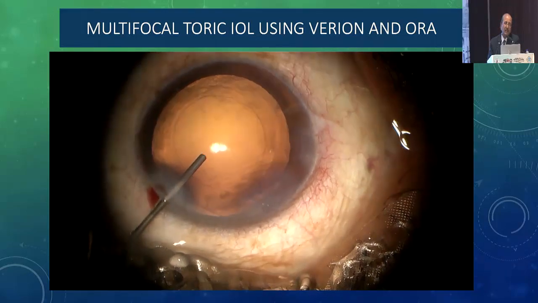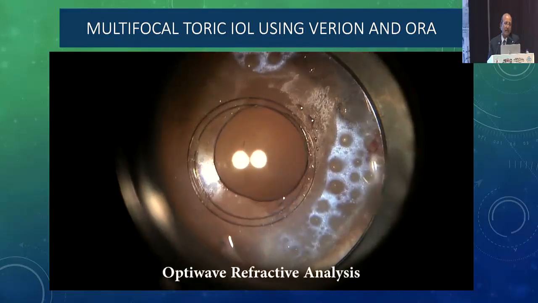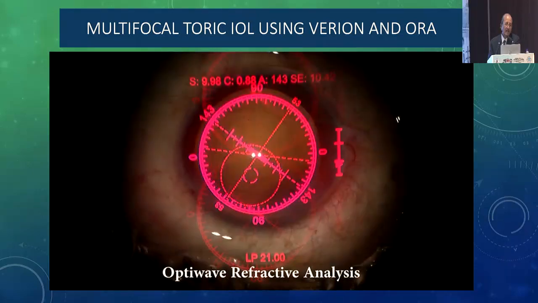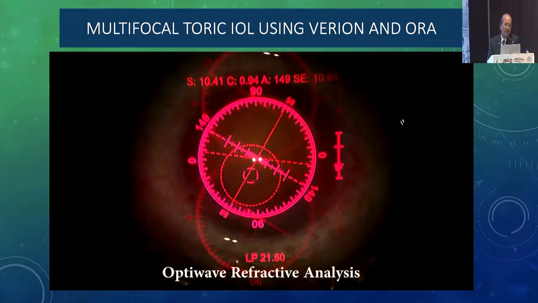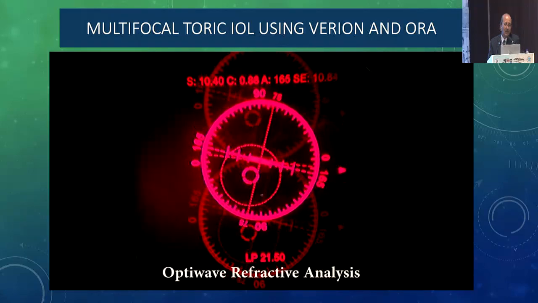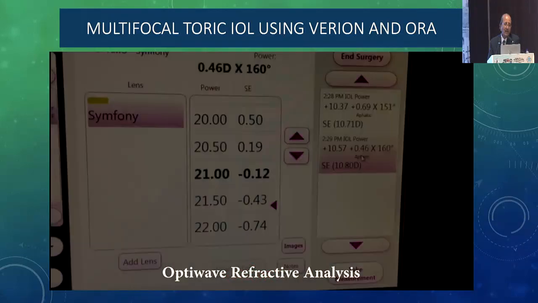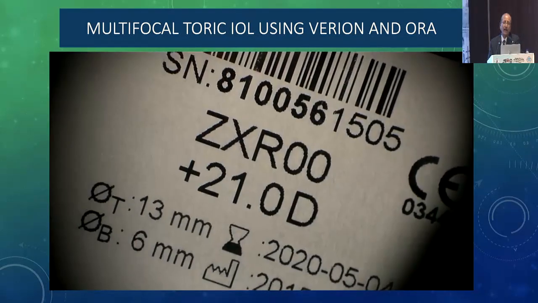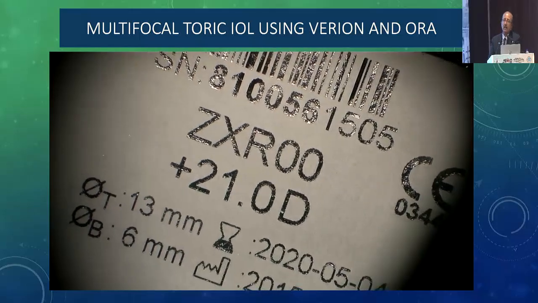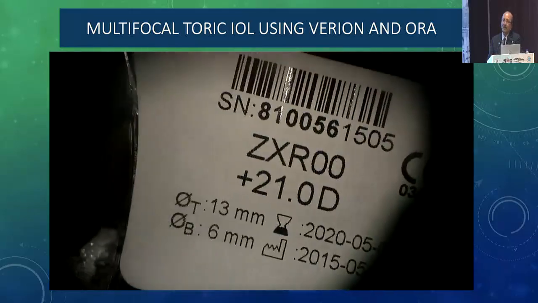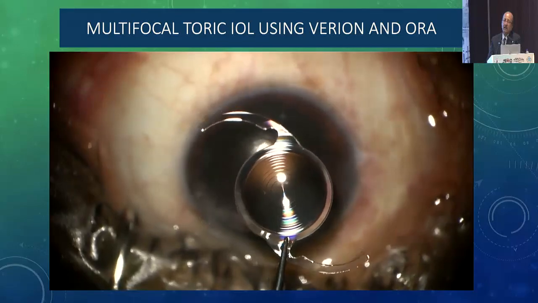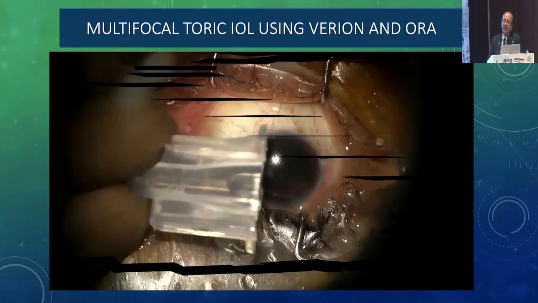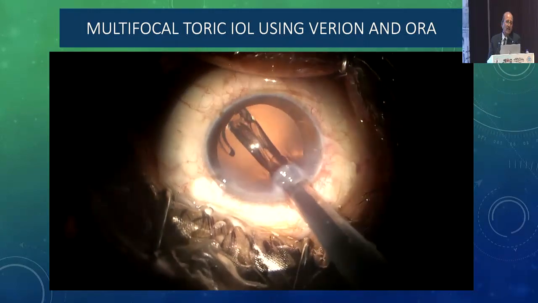Sufficient viscoelastic is injected into the capsular bag, and this we have to achieve. Then the optiwave refractive analysis will show a reading. Here, intraoperative power calculation showed that a 21 diopter IOL was to be implanted. We compared it with the optical biometry done preoperatively in every case, to see how accurate this system is.